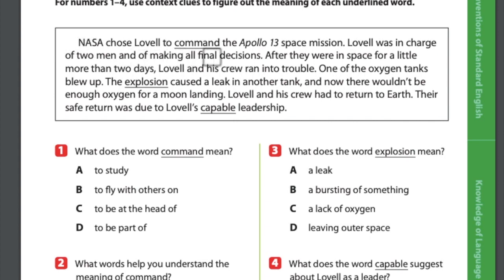NASA chose Lovell to command the Apollo 13 space mission. Lovell was in charge of 2 men and of making all final decisions. After they were in space for a little more than 2 days, Lovell and his crew ran into trouble. One of the oxygen tanks blew up. The explosion caused a leak in another tank, and now there wouldn't be enough oxygen for a moon landing. Lovell and his crew had to return to Earth. Their safe return was due to Lovell's capable leadership. So we have our excerpt, we have our keywords: command, explosion, and capable.